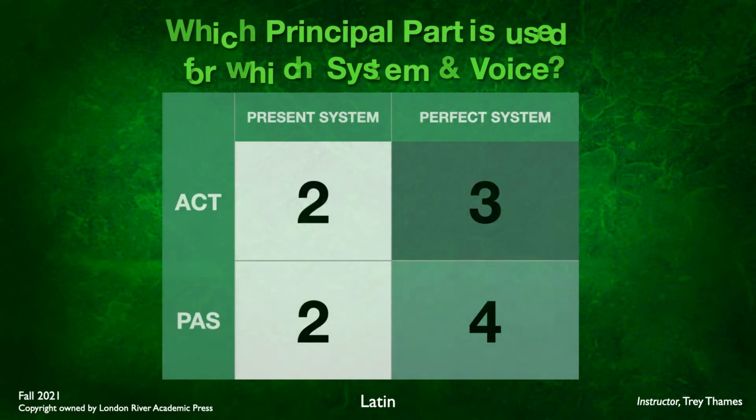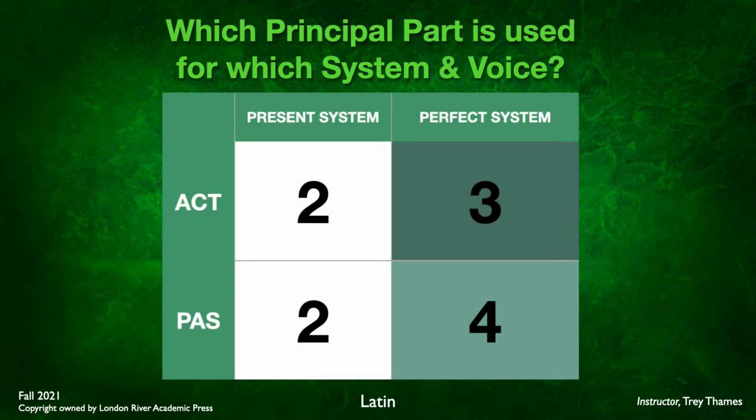So here's a little chart that I threw together for my students to help them remember which principal part is used for which system and which voice. If it's the present system, both active and passive, it uses the second principal part. If it is the active perfect system, we use the third principal part. And if it is the passive perfect system, we use the fourth principal part. So if you keep this chart in mind, 2, 2, 3, 4, going top to bottom and then left to right, that helps to remember which principal part to use when forming these verbs.